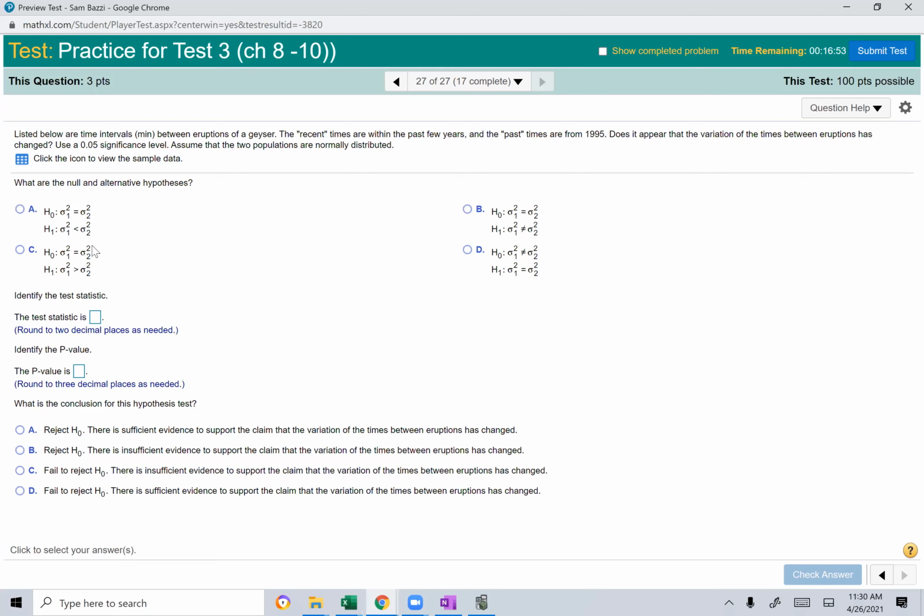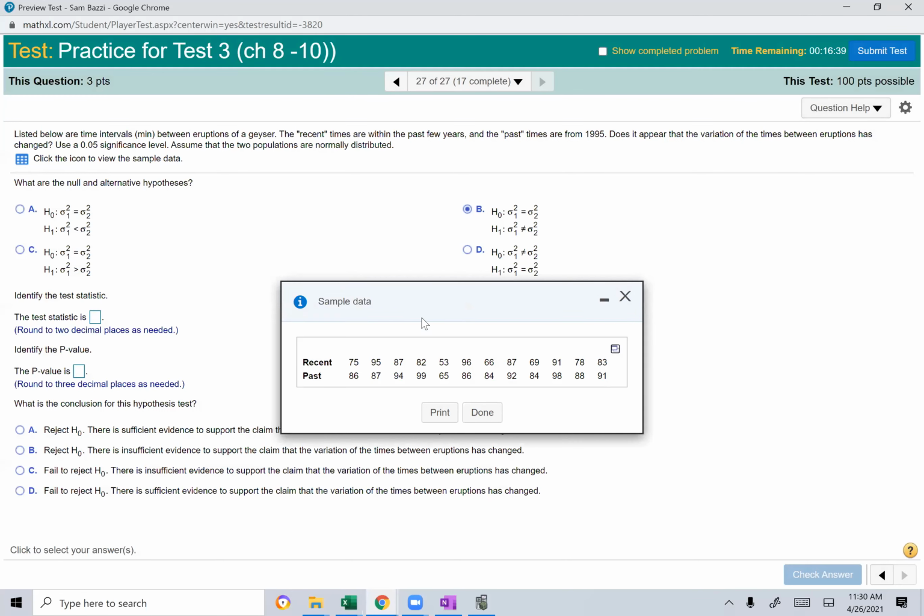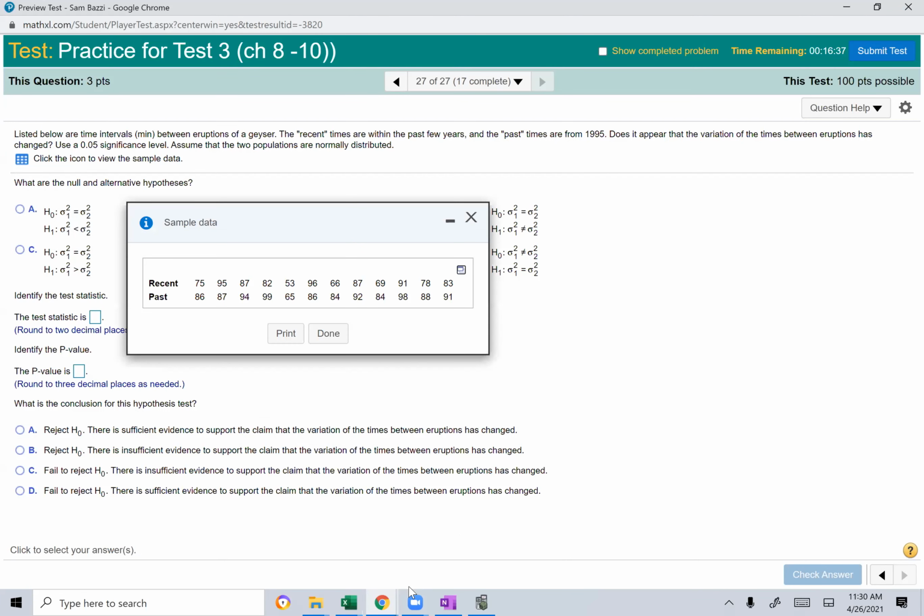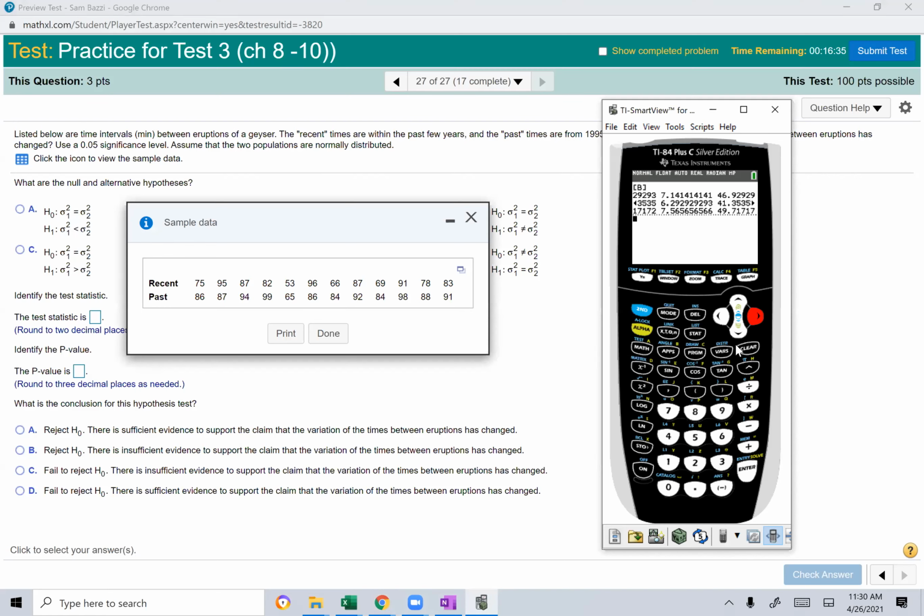So if you want to choose the correct null and alternative hypothesis, it will be B, because the equality is in the H0 and this is HA. This is a 2-sample F test, and let me get the table, guys. Oh, let's do that. Clear. So we need to enter the data in L1 and L2. Just a couple more minutes, guys, we'll be done.